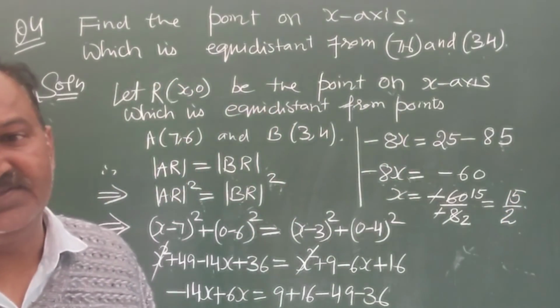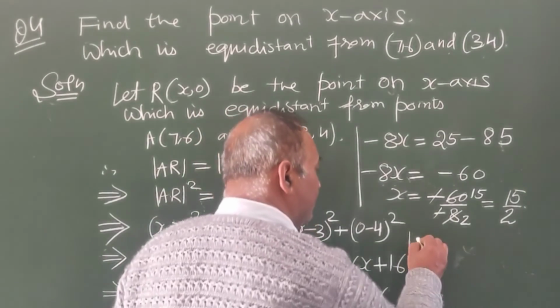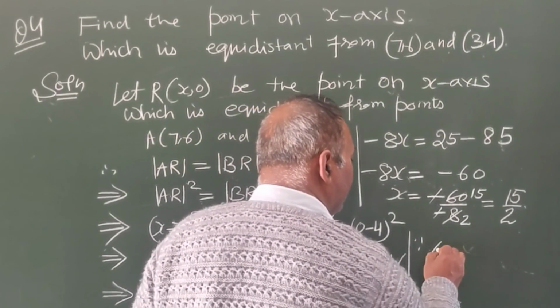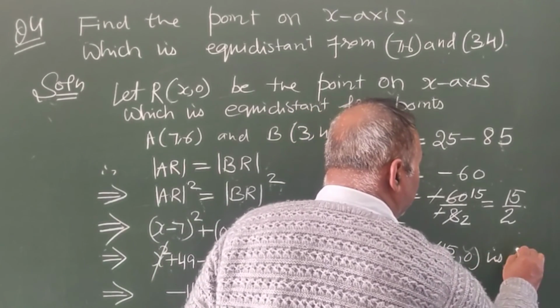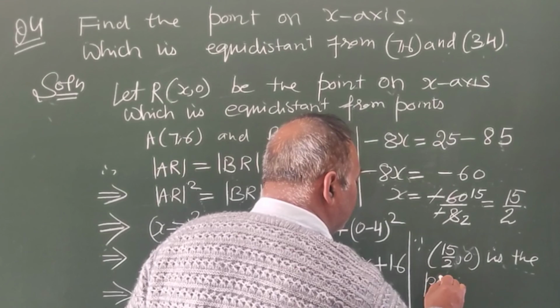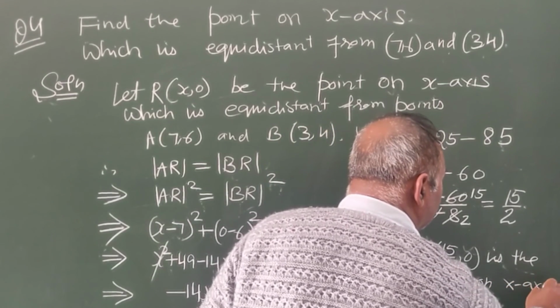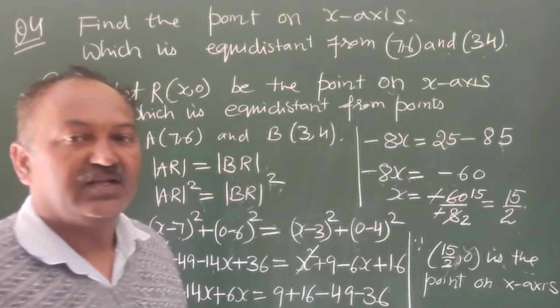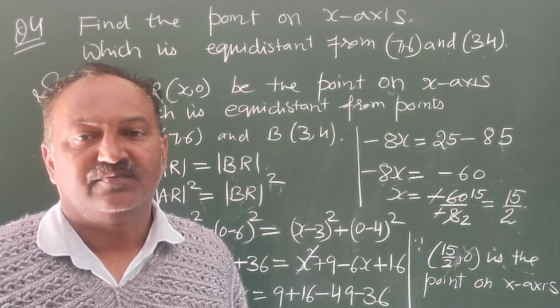This is the value of x. Hence, (15 upon 2, 0) is the point on the x-axis which is equidistant from the given two points. Therefore, (15 upon 2, 0) is the point on x-axis which is equidistant from the given two points. That's all.